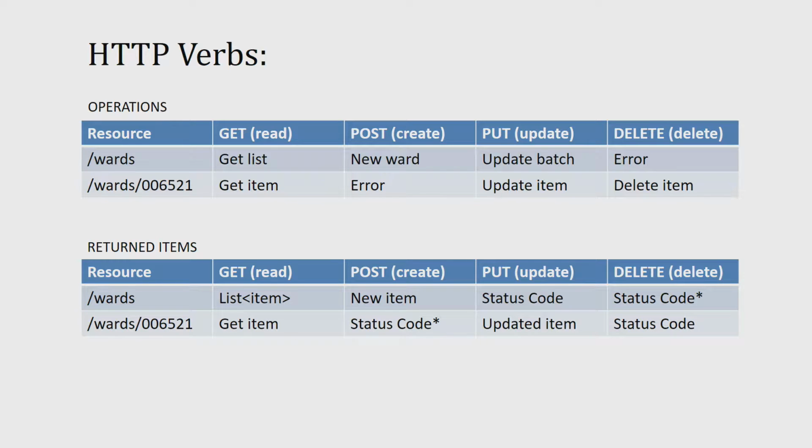So here's some of the verbs. The other thing that it does is, if you look at this, the resource is /wards. If I call it with a GET, I'll get a list of wards. If I POST to it, I expect to create a new ward. If I PUT to it, I expect to update a batch of wards in that case. And if I try to DELETE wards, I should get an error because I shouldn't be able to delete all wards, right? For a singular item, /wards/006521, I can get that individual item.